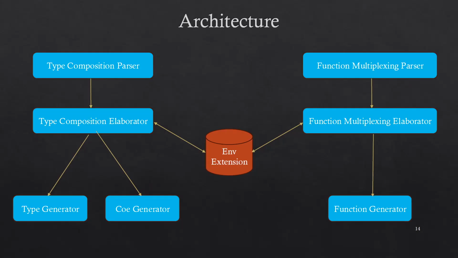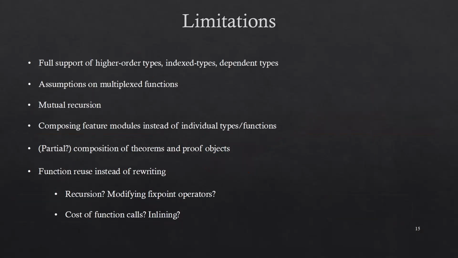So now to the limitations, and I think this is probably the most important slide, because this is still work in development and at a very early stage. I still don't have full support for higher order types, indexed types, and dependent types. I've been doing this on an as-needed basis, so I need to spend more time working on providing full support for each one of these three.